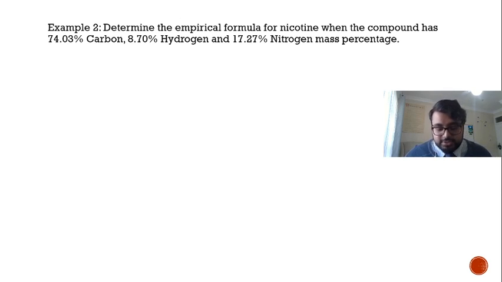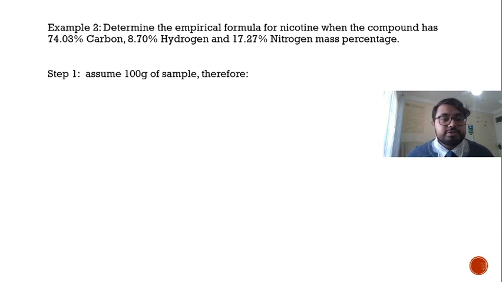Okay, let's move to our next question. It says determine the empirical formula for nicotine when the compound has 74.03% carbon, 8.7% hydrogen, and 17.27% nitrogen mass percentage. Nicotine, as I'm sure most of you know, is found in cigarettes. So we're going to calculate how many individual atoms of carbon, hydrogen, and nitrogen are present in the compound.